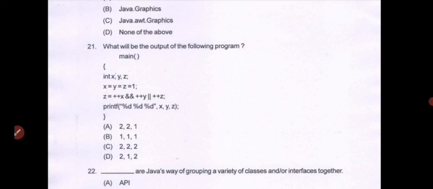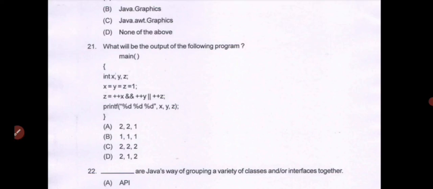Here x, y and z are initialized to 1. Evaluation of z is equal to ++x || ++y && ++z. So ++x is evaluated first, it increments x to 2 and returns the new value which is 2. ++y is evaluated next as it is a part of the AND operator. This increments y to 2 and returns the new value which is 2.